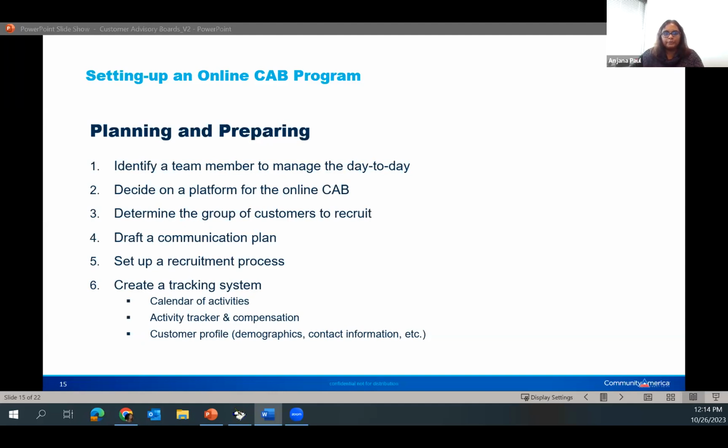And then we determined the group of customers that we wanted to recruit. We already knew the persona of the customers we wanted to attract for this new investing product, and had their data so that we could reach out to them. We also had to draft a communication plan. Several different communications had to go out, such as recruiting messages, as well as canned responses for certain questions. We made sure we lined all of that up and then set up a really good recruitment process for bringing on these new board members.